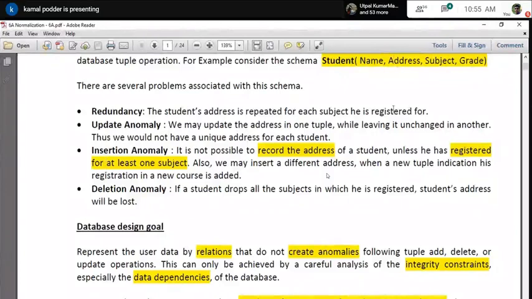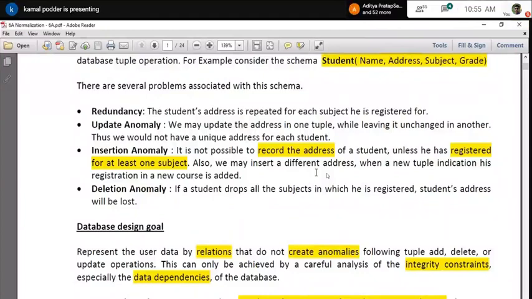There is an insert anomaly also. It is not possible to record the address of a student unless he has registered for at least one subject. When you are inserting a record, you need the subject and grade in addition to the address. But while you are registering into the institute, at that time the subject and grade are immaterial. But I should keep your information in the database, and I cannot do this without knowing your subject and grade. Naturally that can create an insert anomaly.